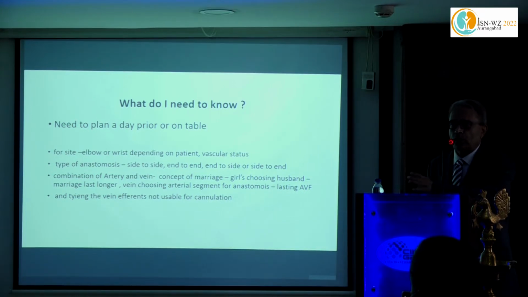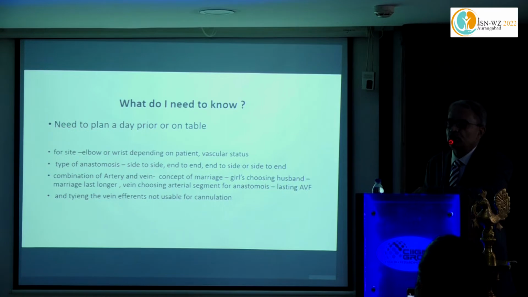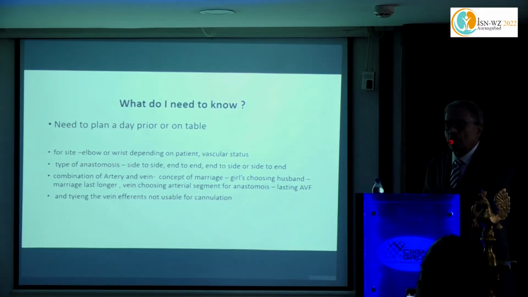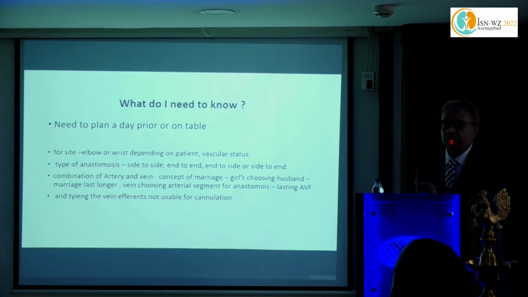In a mid-arm fistula, you will be better off doing side to side. And at the wrist, you will be better off doing end to side. So you need to choose the type of anastomosis. And then you need a combination of artery and vein. This is a very crucial thing. Particularly in the elbow, you have options of choosing a brachial artery or a proximal radial artery, and cephalic vein, antecubital vein, basilic vein, or the perforator.